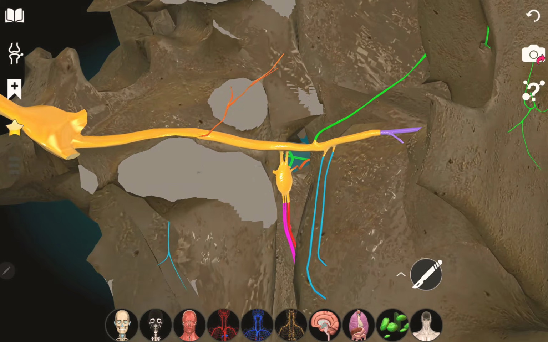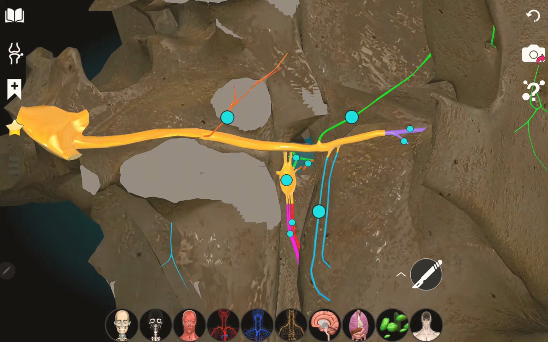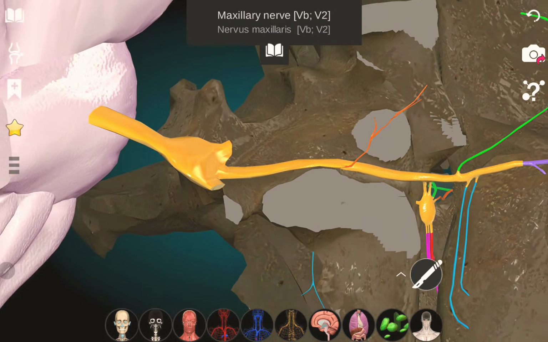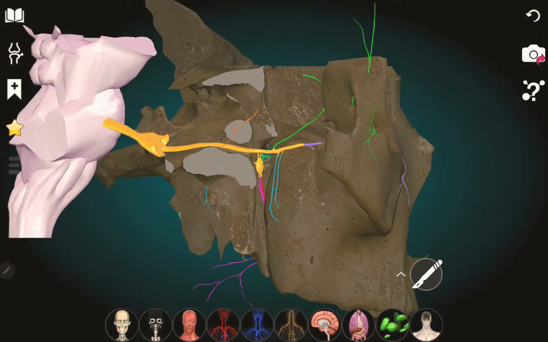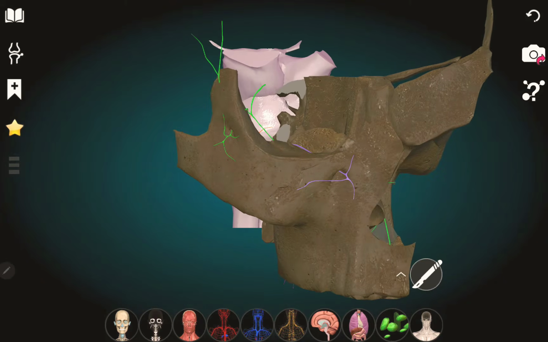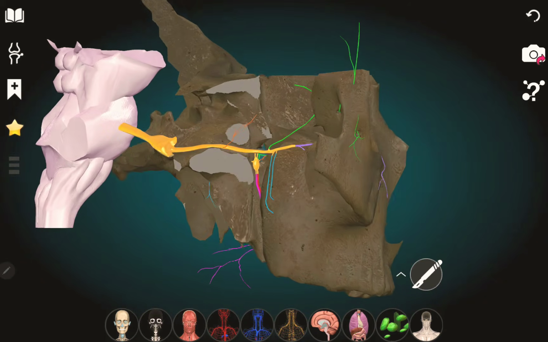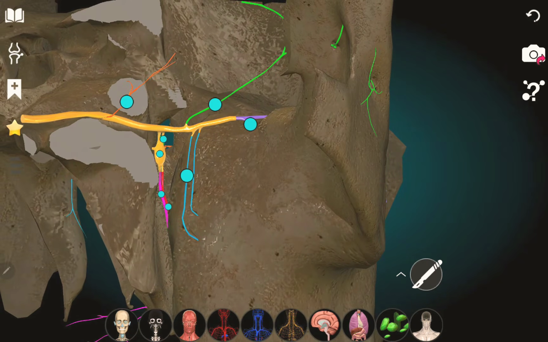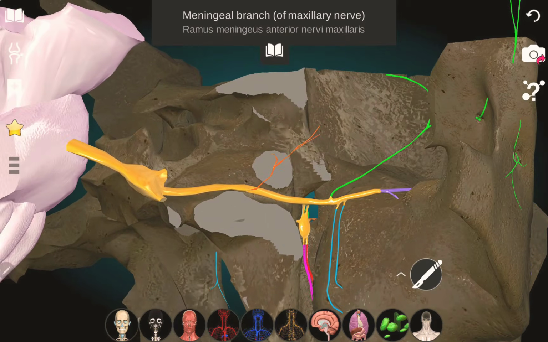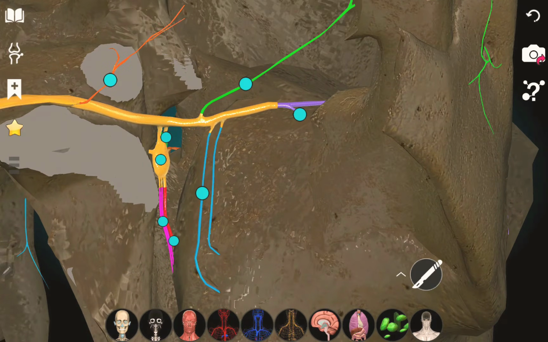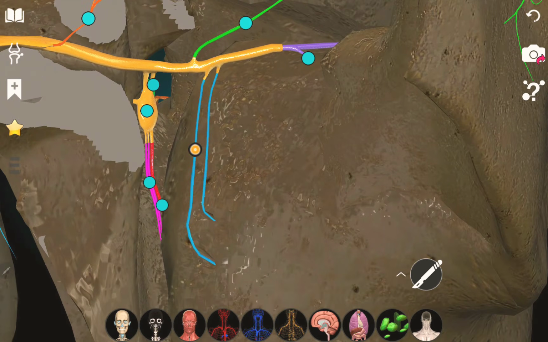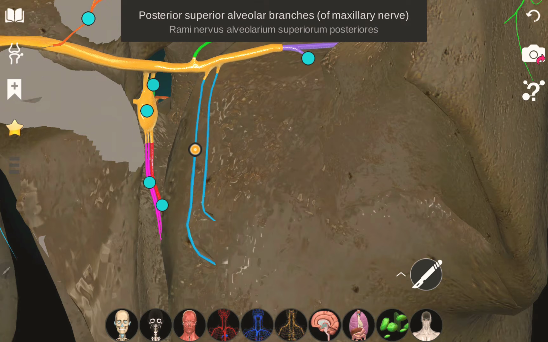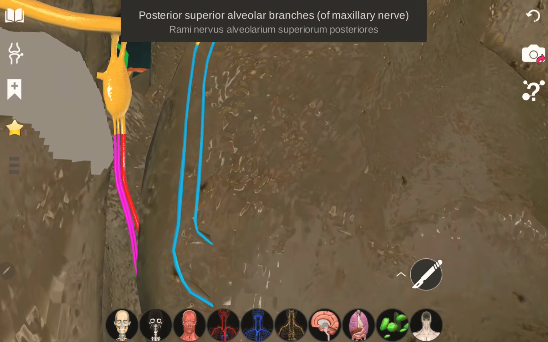Also guys, you can appreciate the second division of the trigeminal nerve, which is the maxillary nerve. It is going to supply the maxilla. It gives off branches like, in the middle cranial fossa, the meningeal branch. And in the pterygopalatine fossa, it gives off the ganglionic branch as well as the zygomaticotemporal and the zygomaticofacial, as well as the PSA. You can appreciate the PSA over here.